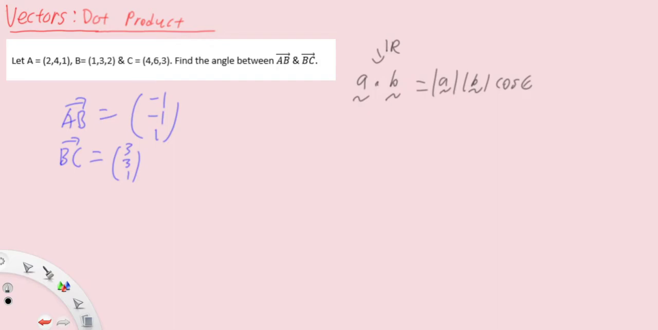Mod A and mod B are real numbers. So eventually we get cosine theta equals a real number. And then we can take the inverse to find the angle. And usually theta is in degrees. All right. So how do we use the dot product here?